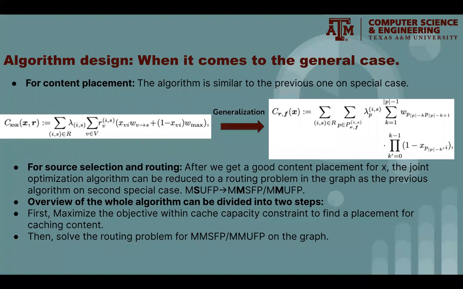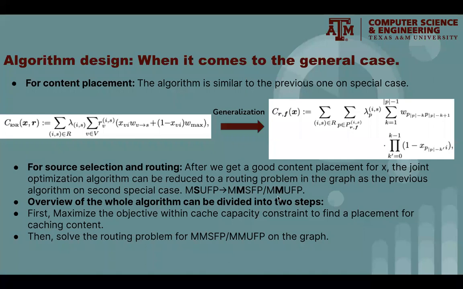But we need to note that for the special case, we use MSUFP as the short name of the task, because here the S means single source. And in this general case, we use MMSFP or MMUFP, which means multiple source, for the general cases.